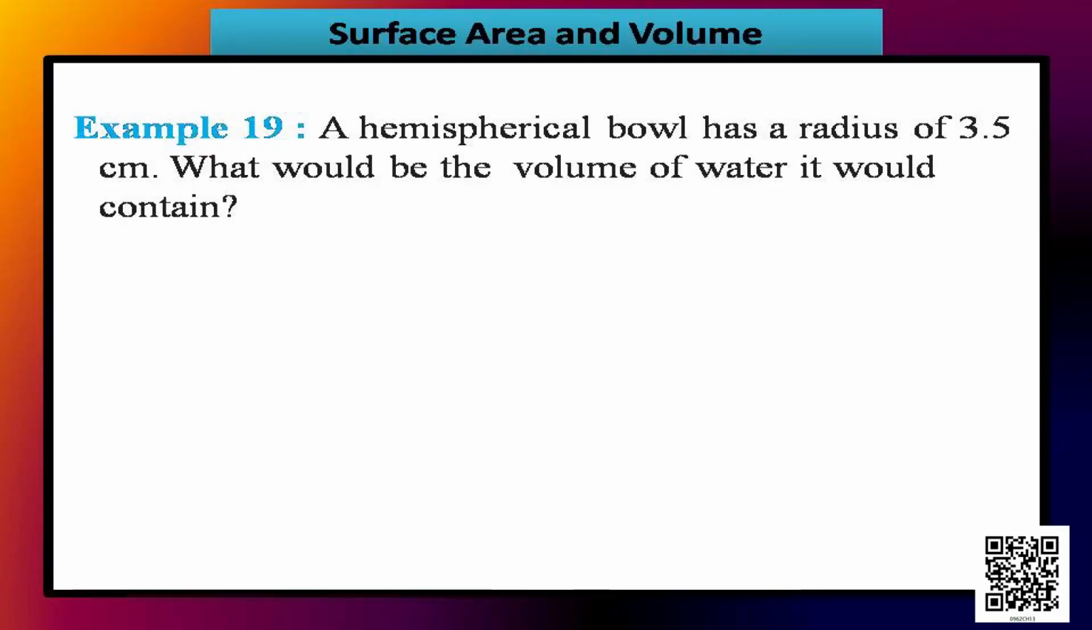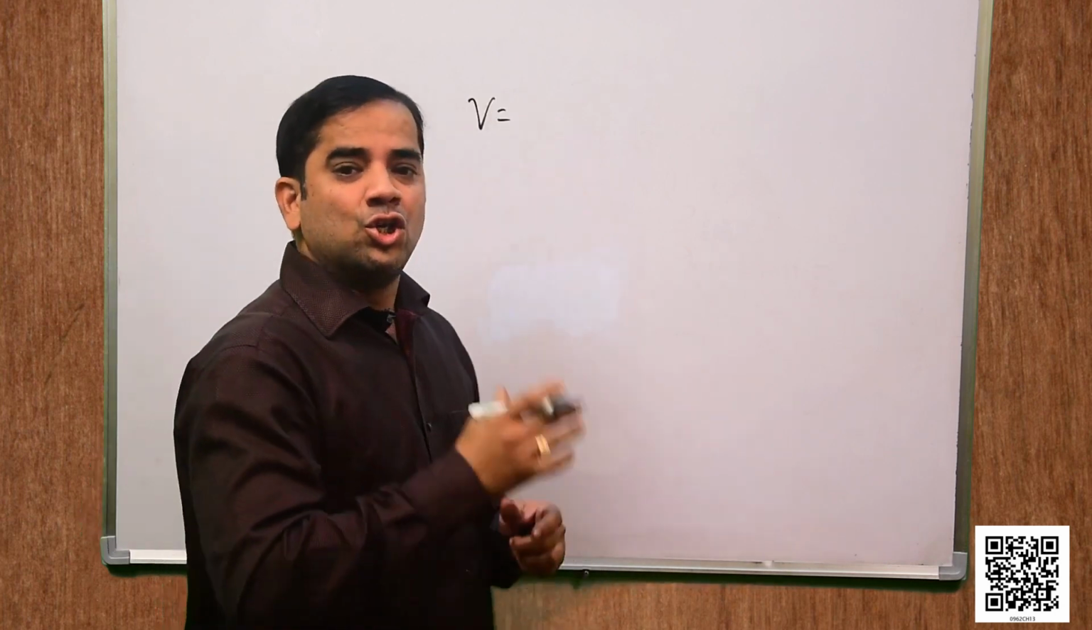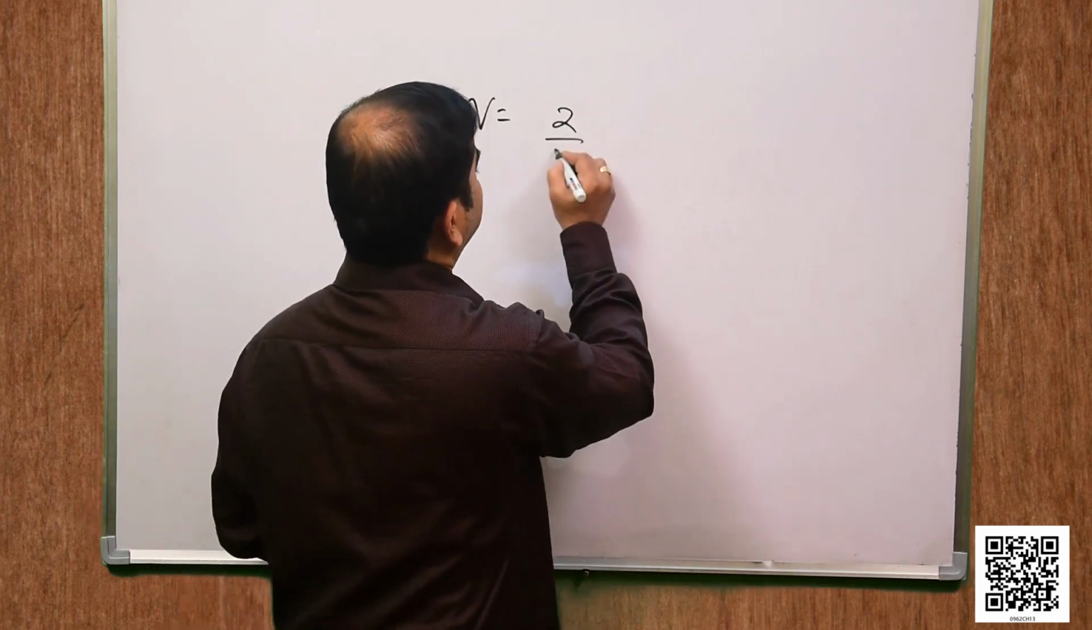Students, let us now discuss example 19. It says a hemispherical bowl has a radius of 3.5 centimeter. What would be the volume of water it would contain? Okay. So, let us discuss the solution.